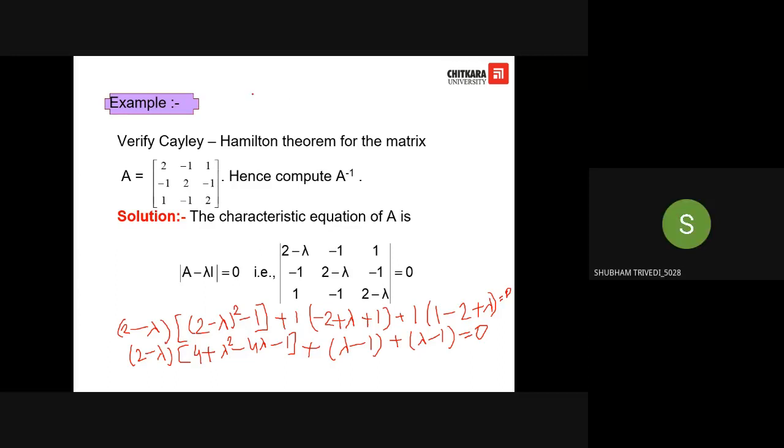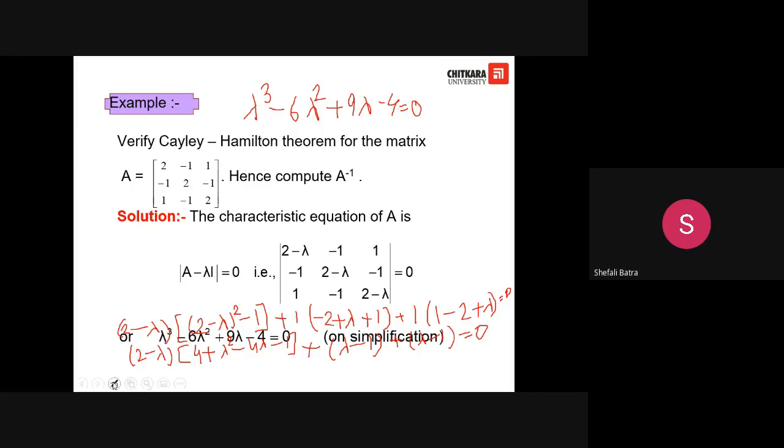Ma'am, it's lambda cube minus 6 lambda square plus 9 lambda minus 4. Not sure about it, but yeah. Okay, thank you, beta. Anyone else? Same, ma'am. Everyone is getting the same? Okay, let us check now.